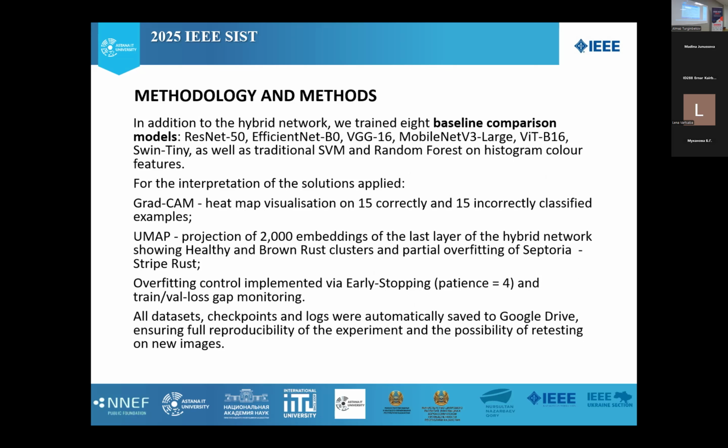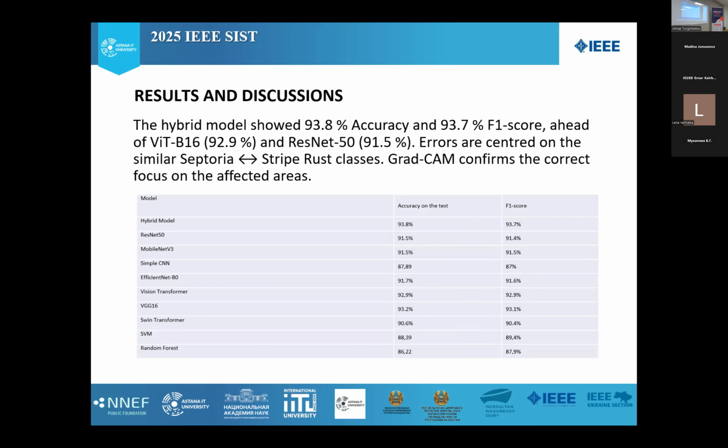In addition to the hybrid architecture, we separately trained and tested popular baseline models: ResNet, EfficientNet, MobileNet, ViT, Swin-Tiny, as well as a classic SVM and Random Forest. On the test sample, the hybrid model achieved 93.8% accuracy and 93.7 F1 score. The table's results are shown in this slide.